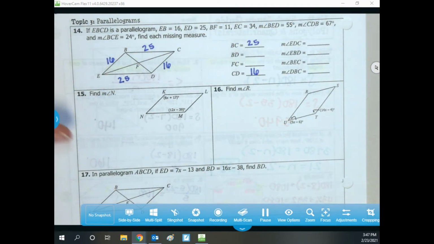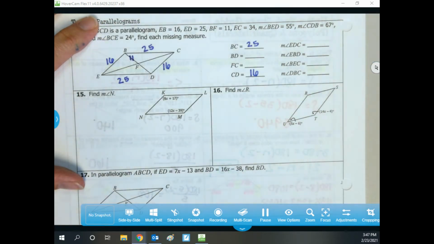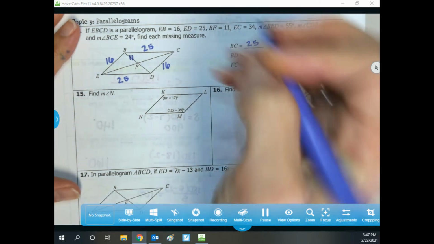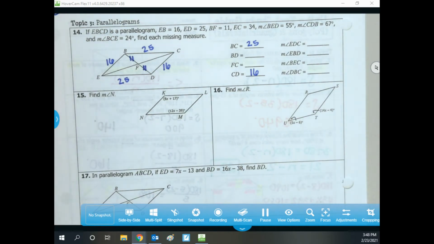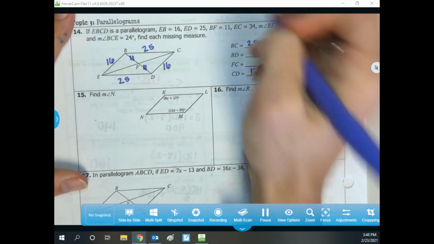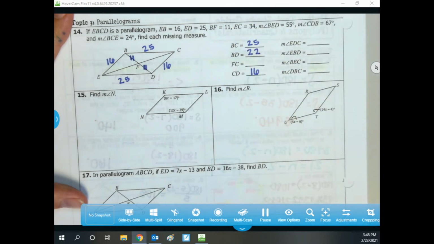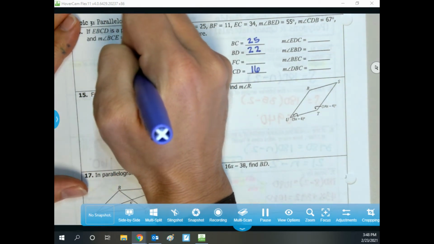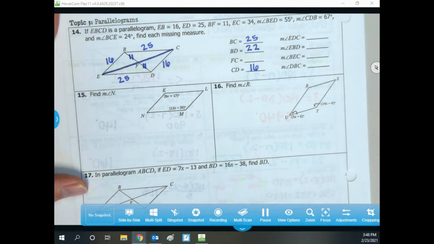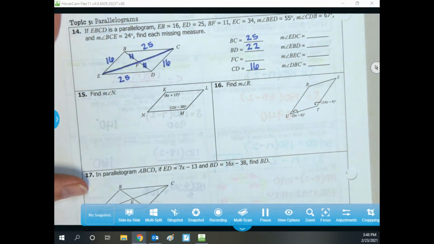If BF is 11, what other side do we also know has to be 11? Hopefully you said FD. And if FD is 11, BD is 22. Then it tells us that EC is 34. If EC, which is this whole diagonal right here, is 34, what is FC? Hopefully you said that 34 divided by 2 is 17, so it is 17.